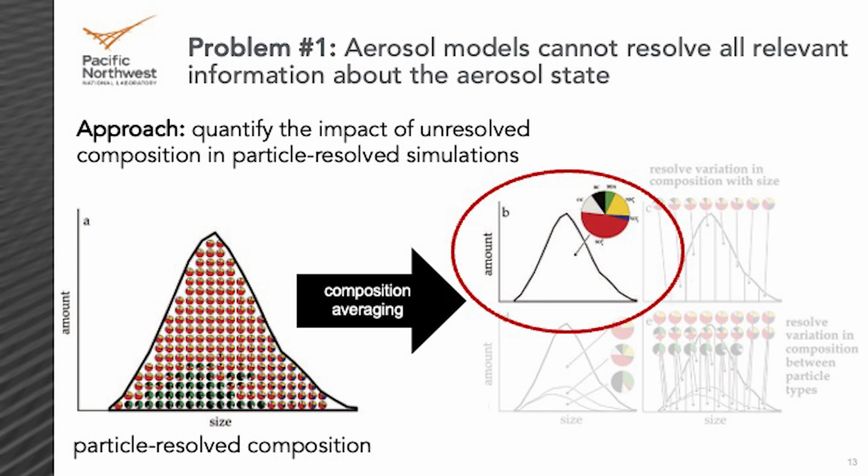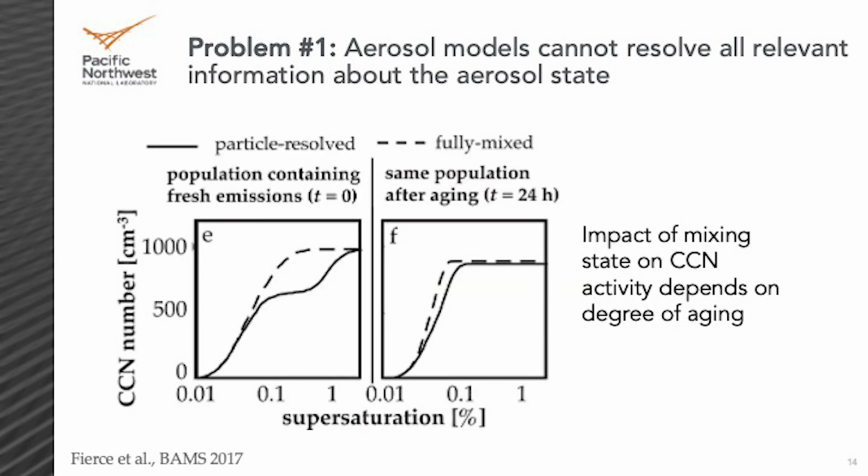And so we do different averages to mimic the kind of averaging we would do in our different models. But today I'm just going to talk about panel B there, which is making an average over the population. So basically we're taking our particle resolved composition and turning it into a fully internal mixture and seeing how big of a difference this makes. And so what we find here is that how well we do with that approximation depends on what we're trying to predict.